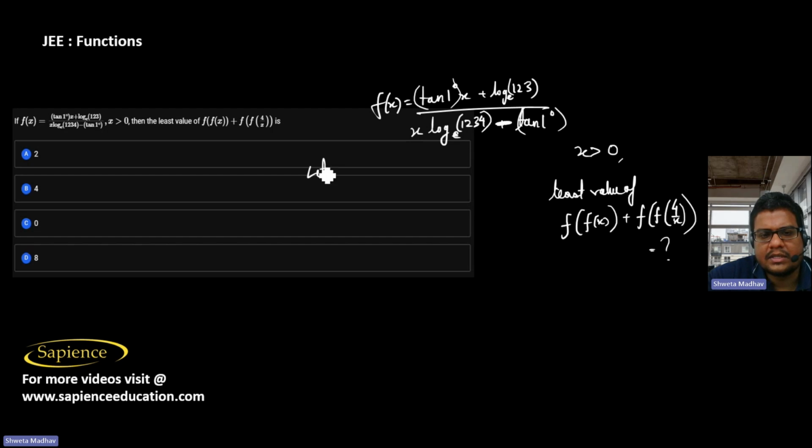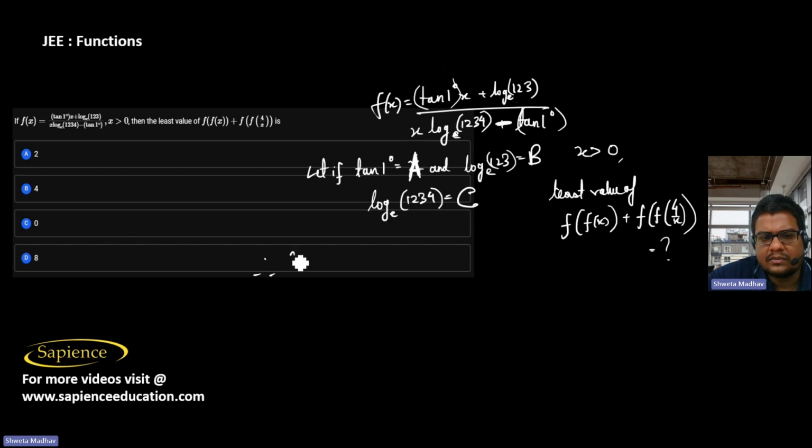So now let's say I take tan 1 degree as a, and log base e 123 I take as b, since all these things will be some constants, so we can take them as a, b and c. So log base e 1234, that also we can take as some constant c. So therefore we can write f of x as (ax plus b) divided by (cx minus a).